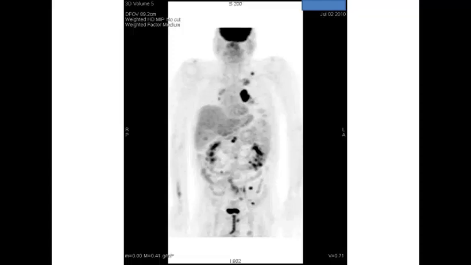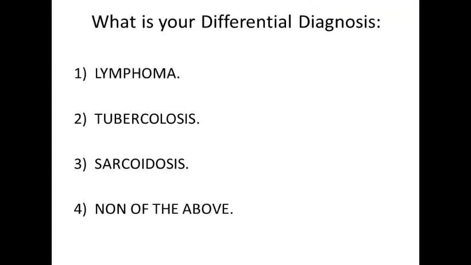Okay, good. So nobody saw the FDG avid bony lesion. It's difficult to tell from this image. So let's go to the differential diagnosis. It's the same slide as before, so what do you think? Lymphoma, tuberculosis, sarcoidosis, or none of the above? Good, sarcoidosis is out because it was in the first case, so this is why it's 0%. Lymphoma and tuberculosis. And this case was tuberculosis in an HIV patient.